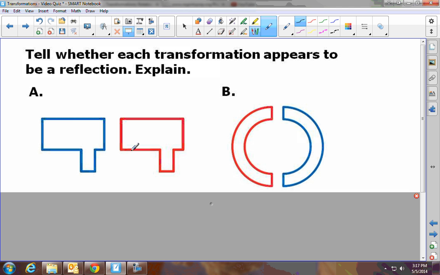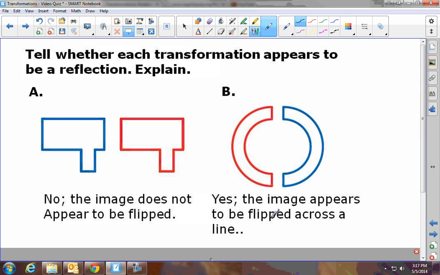In figure A, is this red figure a reflection of this? You decide. Is this a reflection of that? You decide. And then here I'll show you the answers. The answer is no and yes.